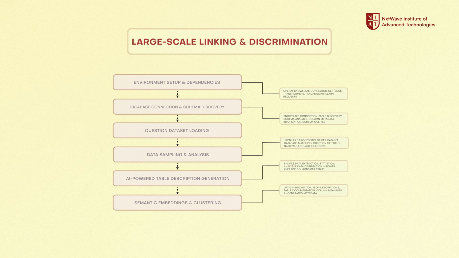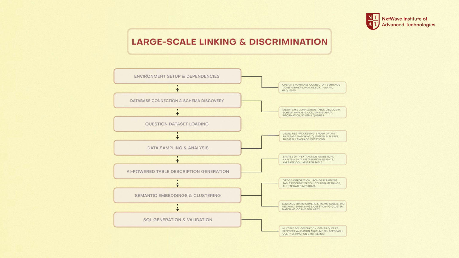Finally, we'll do the SQL generation and validation, where we'll do multiple SQL generation through GPT-3.5. Then we'll use DeepSeek to validate and select the best SQL and do the final query extraction and refinement. So in this lab, we'll be working with a dataset which will have 150 columns, roughly about 120 tables, and about 100 rows per table.